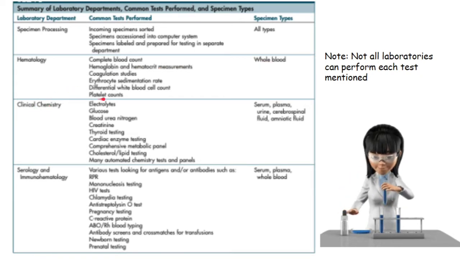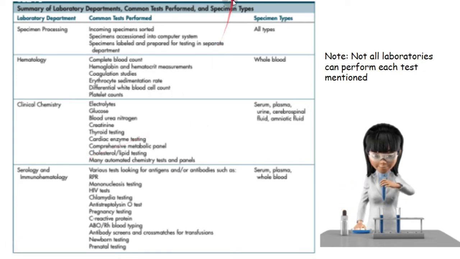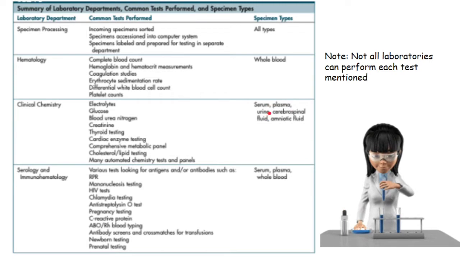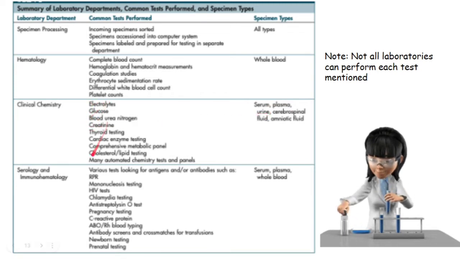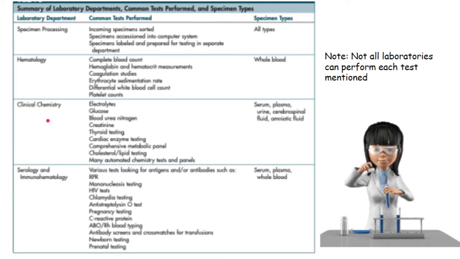Next, clinical chemistry. We have electrolytes such as sodium, potassium, calcium, glucose or blood sugar, blood urea nitrogen, creatinine, thyroid testing, cardiac enzymes to check for possible myocardial infarction or heart attack, comprehensive metabolic panel, cholesterol and lipid testing, and many automated chemistry tests and panels. Acceptable specimens in clinical chemistry can be serum, plasma, and urine, where we check for the presence of substances. Cerebrospinal fluid, which is in our nervous system, and amniotic fluid are also acceptable for clinical chemistry.